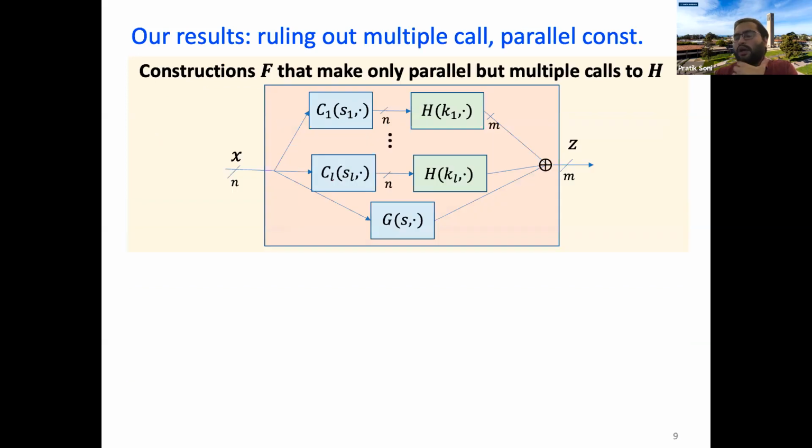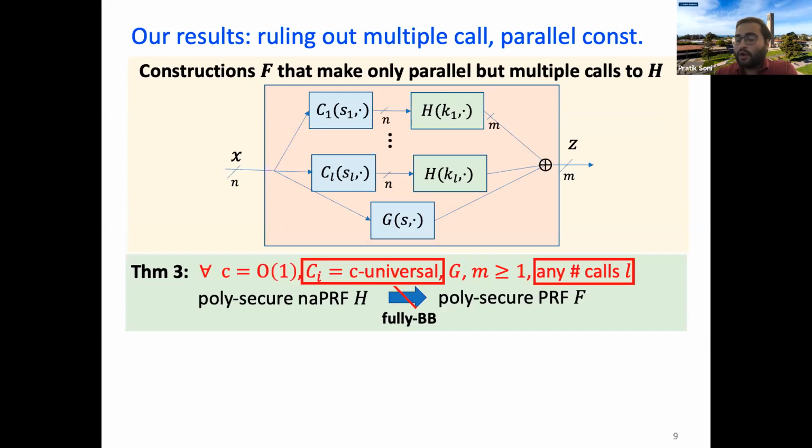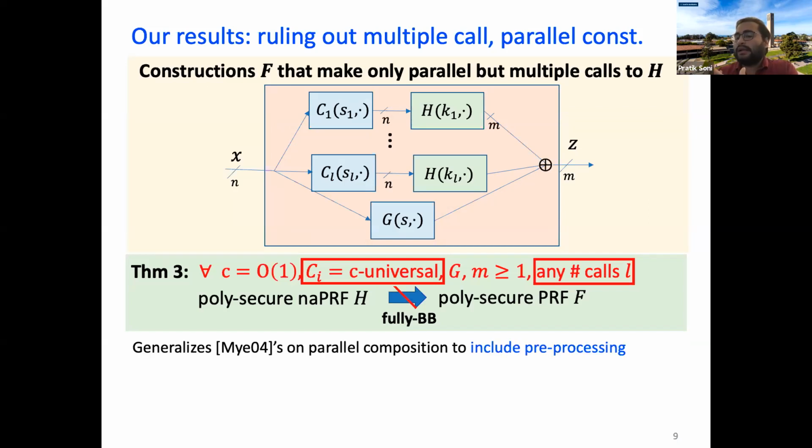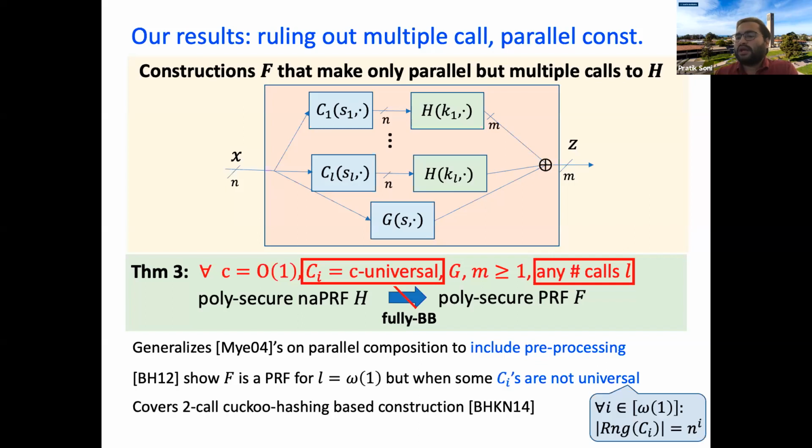Finally, a word on our multiple call results, where we rule out constructions of this type, which make all their queries to the non-adaptive PRF in parallel, whenever all the pre-processing functions are universal. I would like to emphasize that this result holds for any number of calls, generalizes a result by Myers, and complements a couple of known positive results.